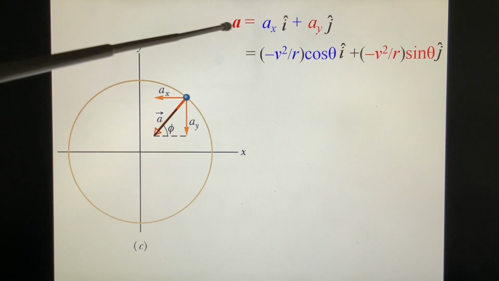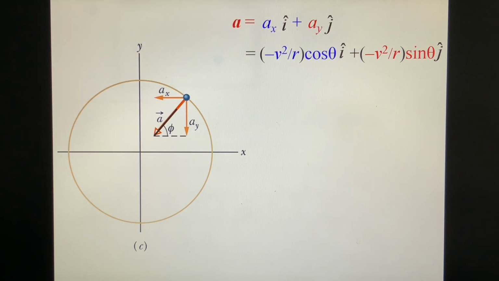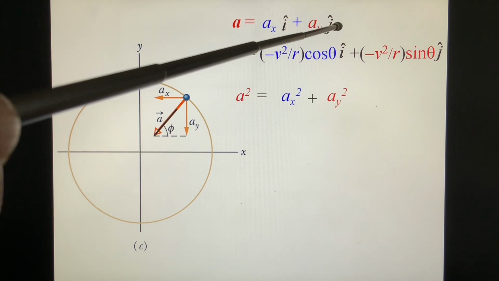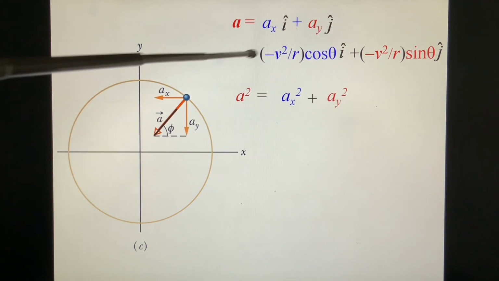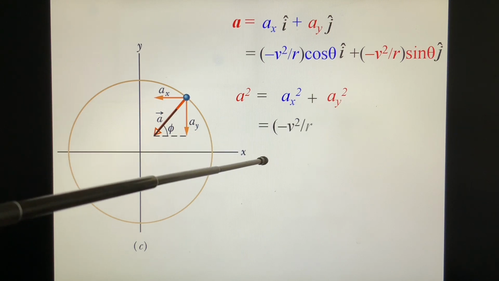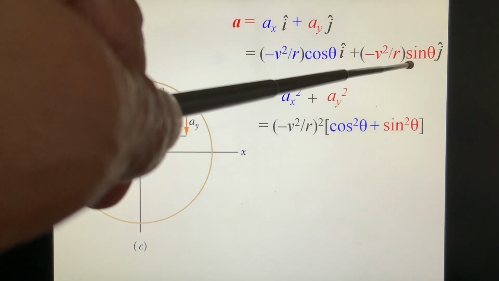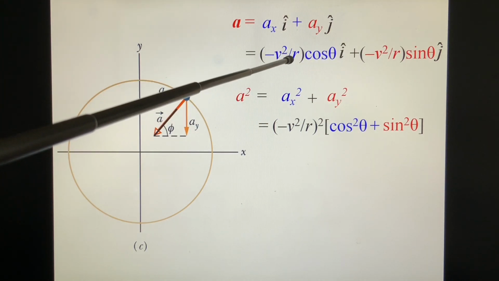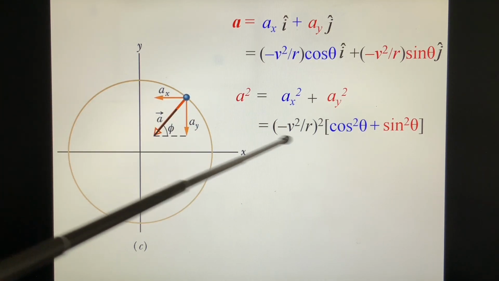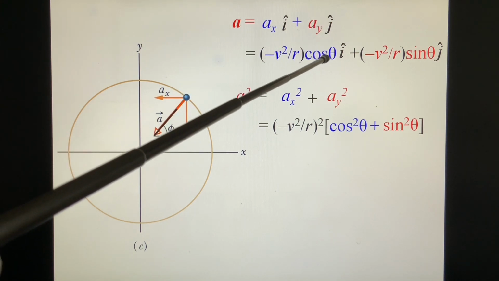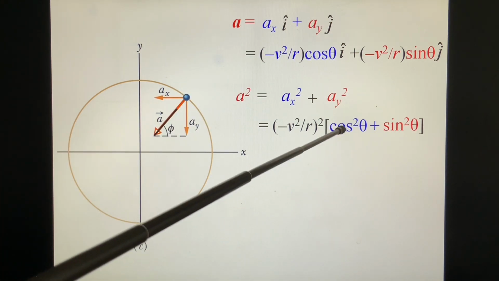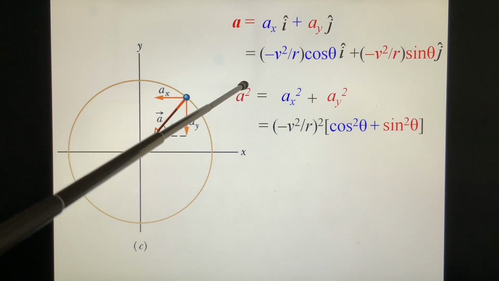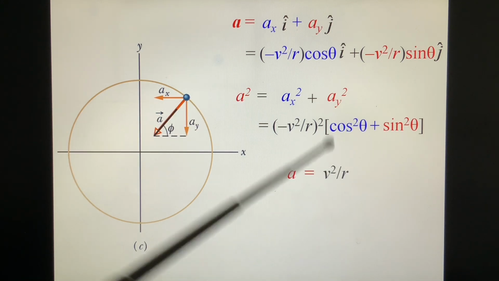We put these in and we can find a. a squared equals ax squared plus ay squared. We put this one inside. This blue one is ax, and the red one is ay. We take the v squared over r squared out. We get a cosine squared theta plus sine squared theta, which equals 1 whatever theta is. So we get a equals v squared over r.